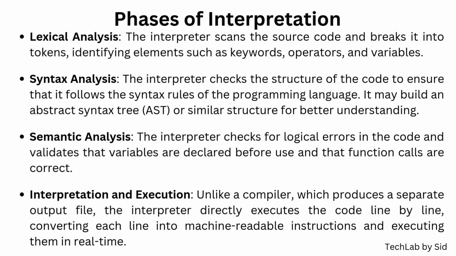Semantic analysis. The interpreter checks for logical errors in the code and validates that variables are declared before use and that function calls are correct. Interpretation and execution. Unlike a compiler, which produces a separate output file, the interpreter directly executes the code line by line, converting each line into machine-readable instructions and executing them in real time.